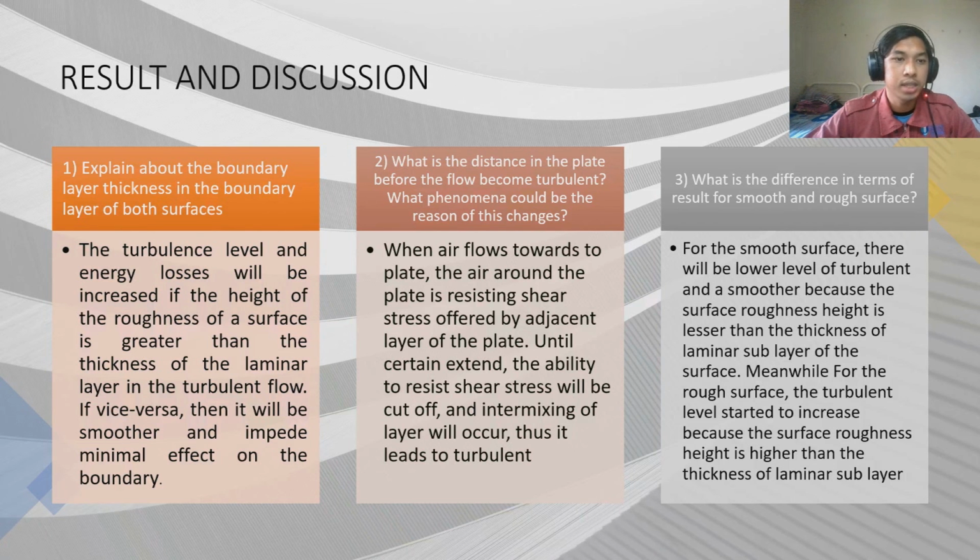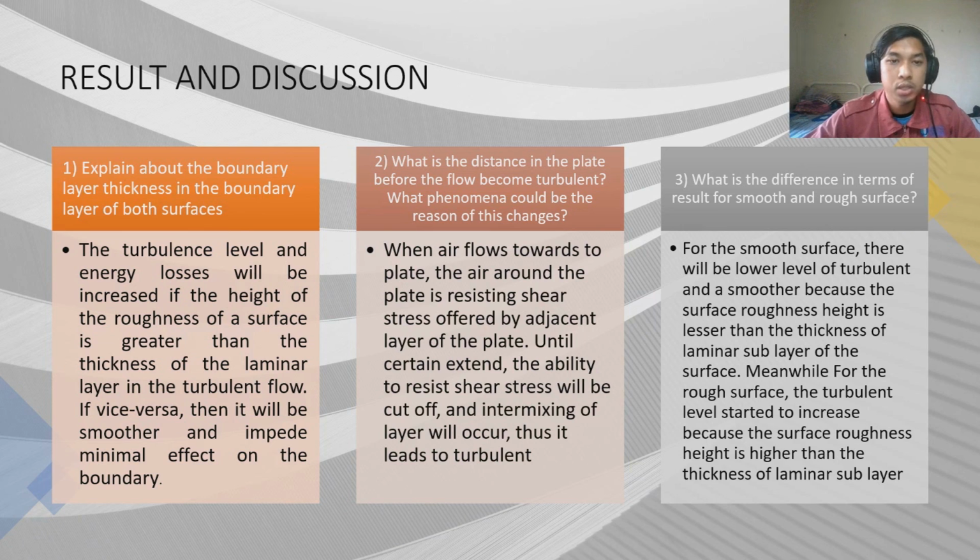Next is the discussion. The first question is to explain the boundary layer thickness in the boundary layer of both surfaces. The turbulence level and energy loss will increase if the height of the roughness of a surface is greater than the thickness of the laminar layer in the turbulent flow. If it is the other way around, then it will be smoother and have minimal effect on the boundary.